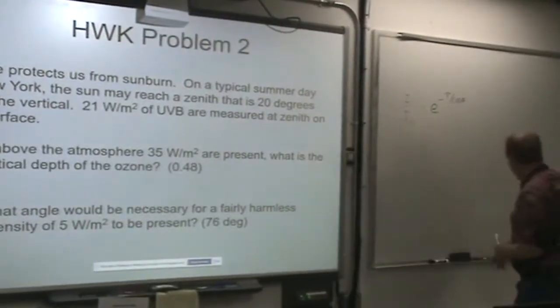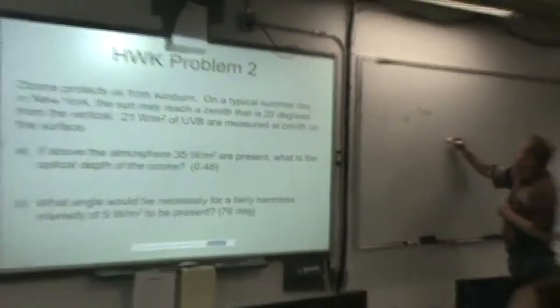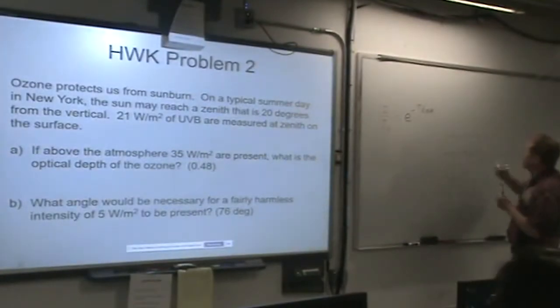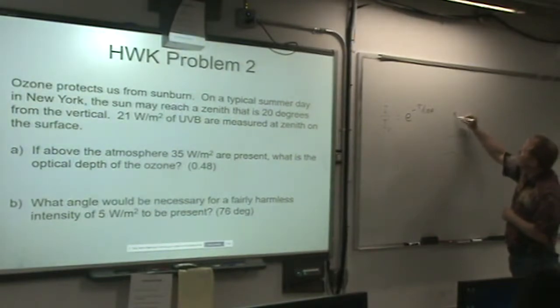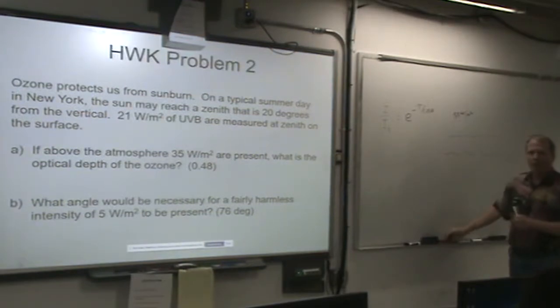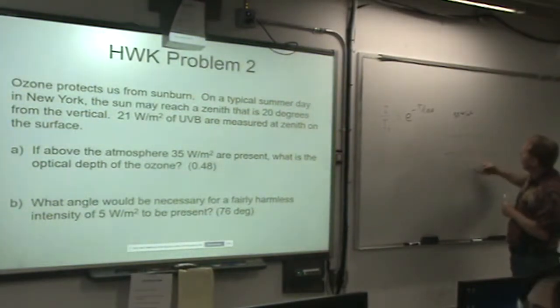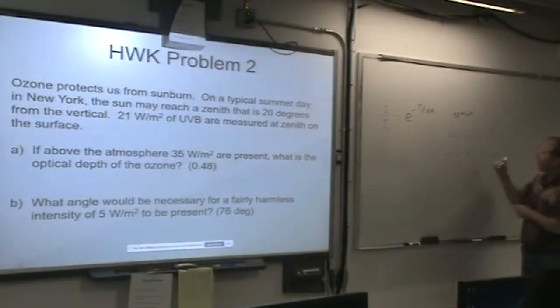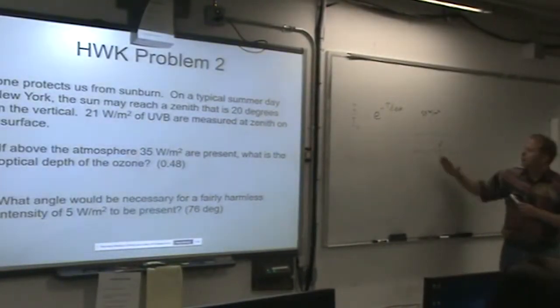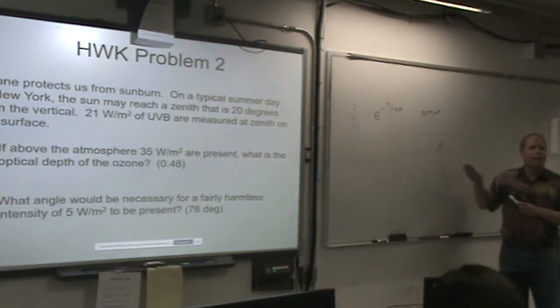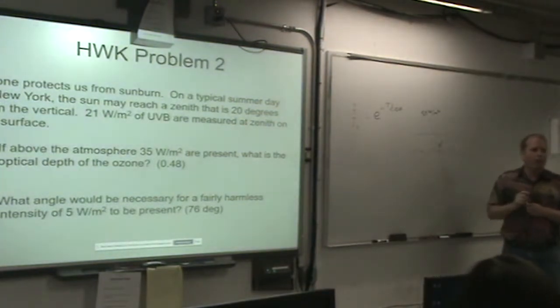So if we draw a diagram of this, here's our atmosphere of the ozone. We have 35 watts per meter squared coming down like this. That's at 20 degrees. And as we switch to a longer angle, you should still see the same amount of optical depth.